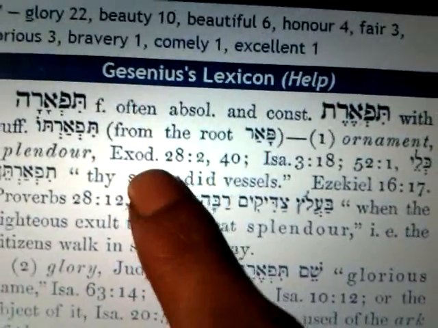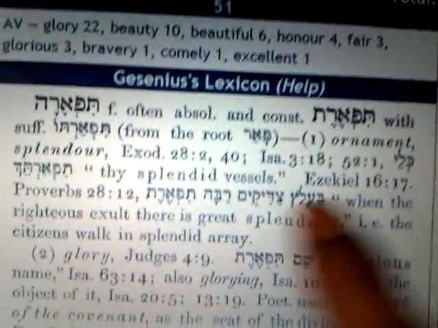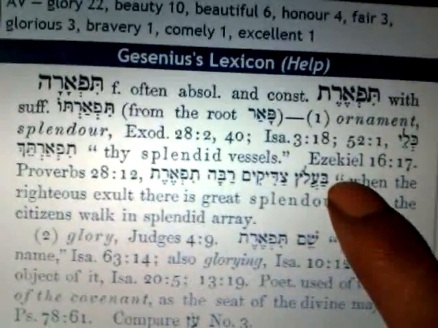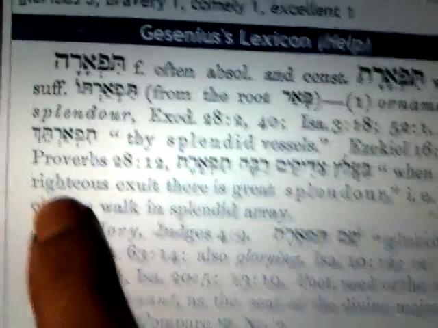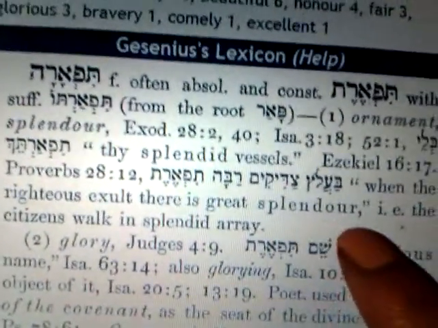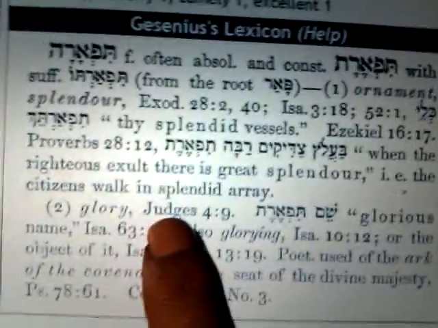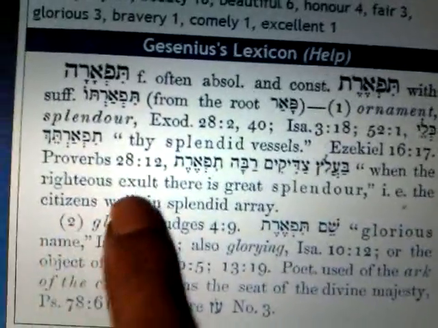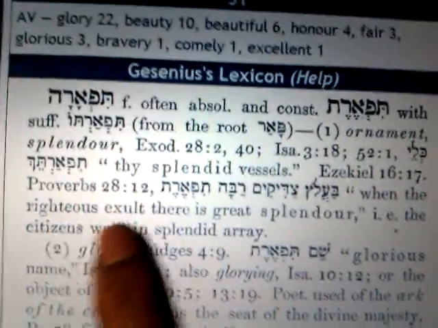Ezekiel 28 and 2, Ezekiel 28 and 40, Isaiah 3 and 18, Isaiah 52 and 1. In this sense, thy splendid vessel, speaking of the vessels, Ezekiel 16 and 17, and Proverbs 28 and 12. When the righteous exalt, there is great splendor, or tipheret. The citizens of the kingdom, they walk in splendid array. We can see this in ancient imperial Ethiopia. In that glory, we can see that biblical manifestation of that beauty, of that righteous nation.